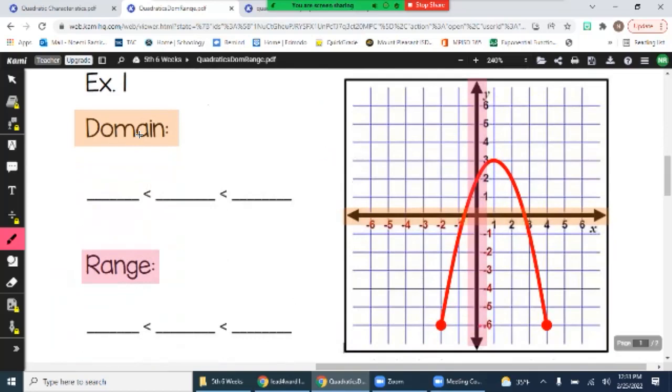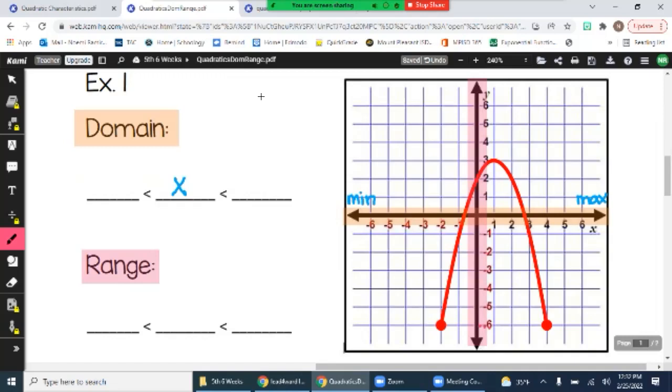Domain. The very first thing we fill in is what? X in the middle, X for our X values. Now our X values come from the X axis. Since we have to write from the lowest to the highest, where do we find our lowest number on the X axis? On the left side. So my minimum side is on the left. My maximum side is on the right.